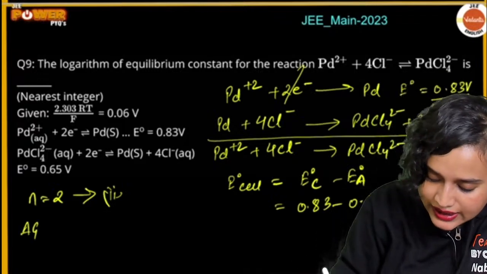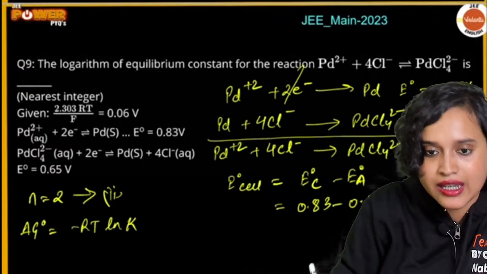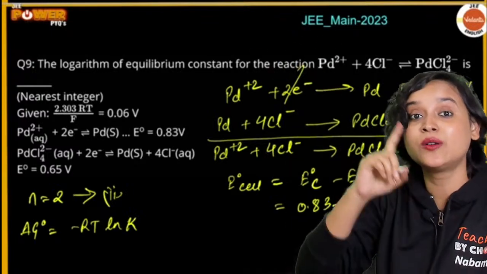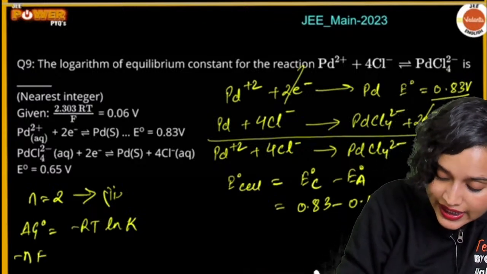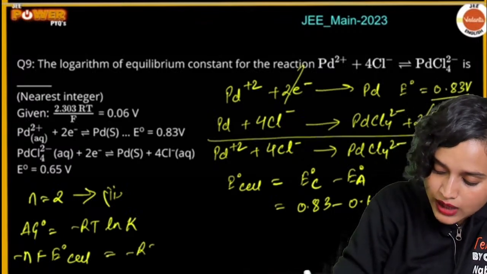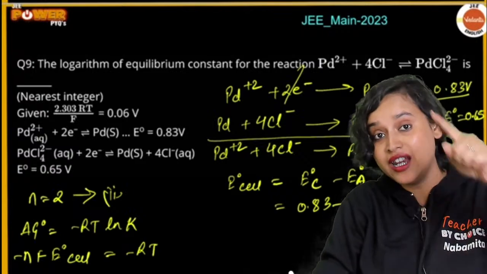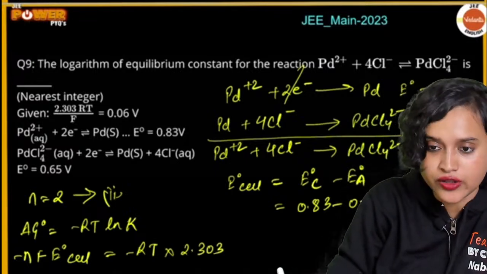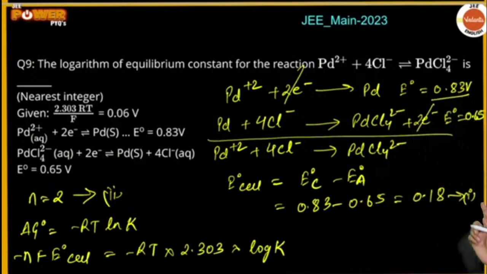Now we know that delta G naught is equal to minus RT ln K, isn't it? And delta G naught, just some time back I taught you, is equal to minus nF E naught cell. Do you remember? Minus nF E naught cell, correct? Which is equal to minus RT ln K. To convert ln K to log, we will have to multiply by 2.303 with log K. Am I right? This is what we do.